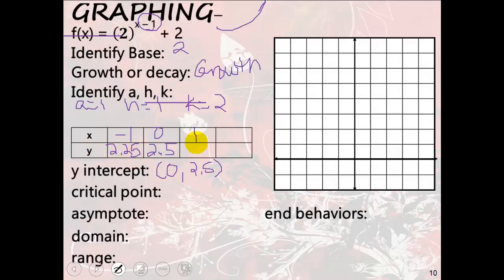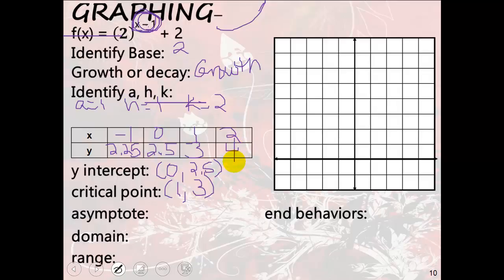If I plug in a 1, that becomes my critical point. 1 minus 1 is 0. 2 to the 0 is 1. 1 plus 2 is 3. That's my critical point. Notice that they're different here, and that's because we have something other than just an x in our exponent. And then if I plug in a 2, I get 2 minus 1 is 1. 2 to the first is 2. 2 plus 2 is 4.